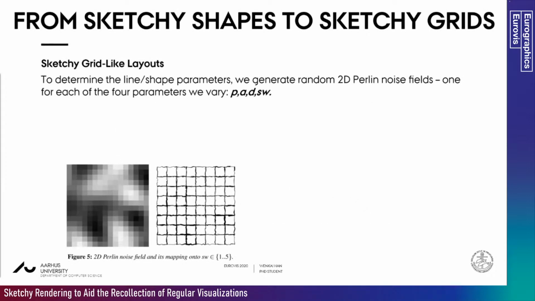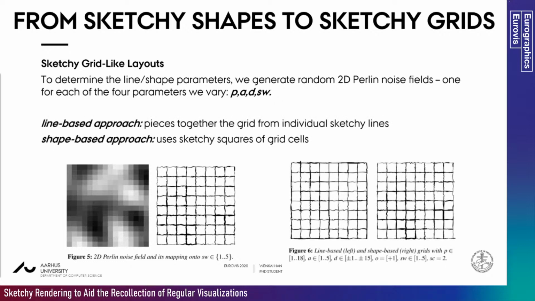Thereafter, we generated 2D Perlin noise fields, one for each of our 4 parameters we vary, to assemble the sketchy shapes into distinctive-looking grids. 2D polynomials allow us to generate a random-looking grid with some continuous local attributes as regional anchors for users. Drawing inspiration from the previous 2 styles of sketchy shapes, we propose 2 different approaches.